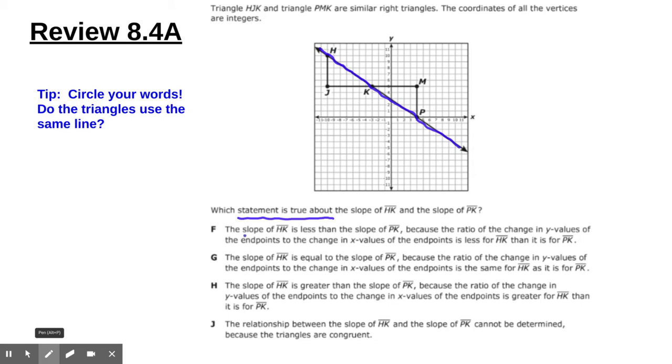So they're saying the slope is less than. This one's saying the slope is equal to. This one's saying the slope is greater than. And this one says the relationship cannot be determined. Well, they are using the same line, so therefore their slope will be the same. It's not going to be less than, it's not going to be greater than, and we can determine what the slope is. It's equal to. Your answer would be G.